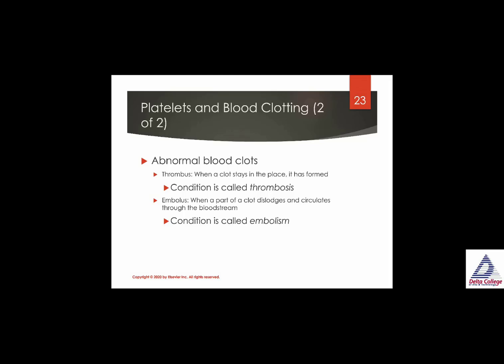Now, abnormal blood clots. This is a thrombus. This is when a clot stays in place. It has formed and it is a clot that is not necessarily healed, right? It's just staying in place. This is a condition called thrombosis. Because eventually, as it starts to heal, the clot breaks apart, slowly gets dissolved, goes throughout the body, and we're all good. But when it stays in place, it's called a thrombus, or the condition is called thrombosis. Now, when that clot dislodges and circulates into the bloodstream, we call this an embolus. So the clot is called an embolus, and the condition is called an embolism.